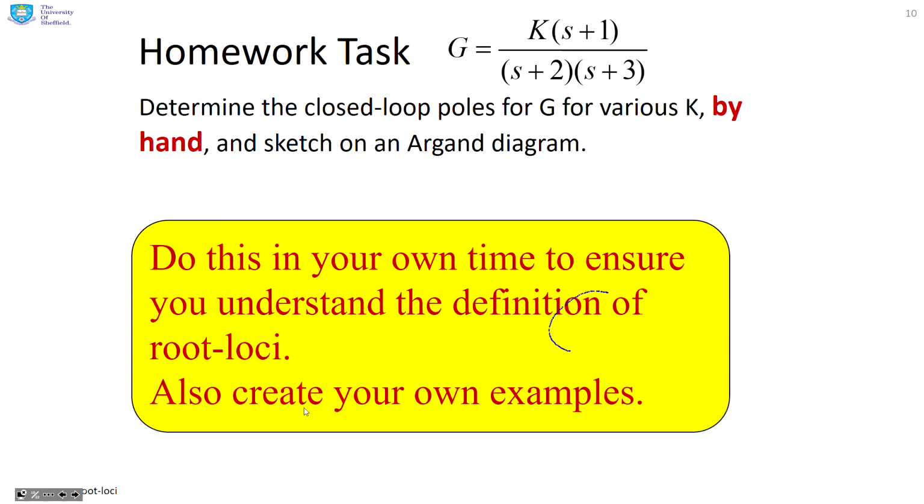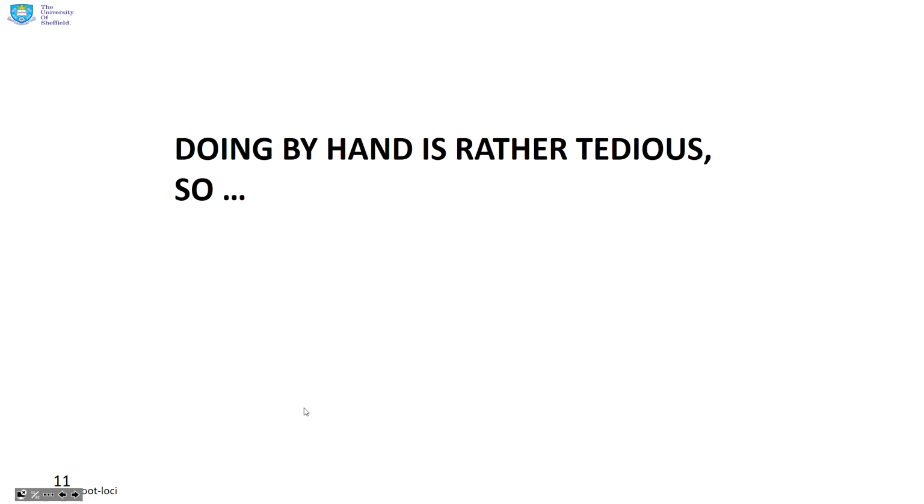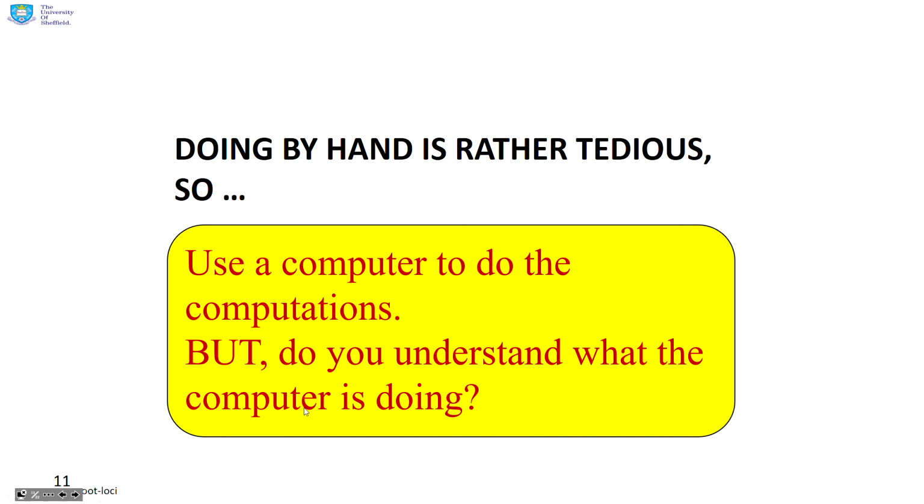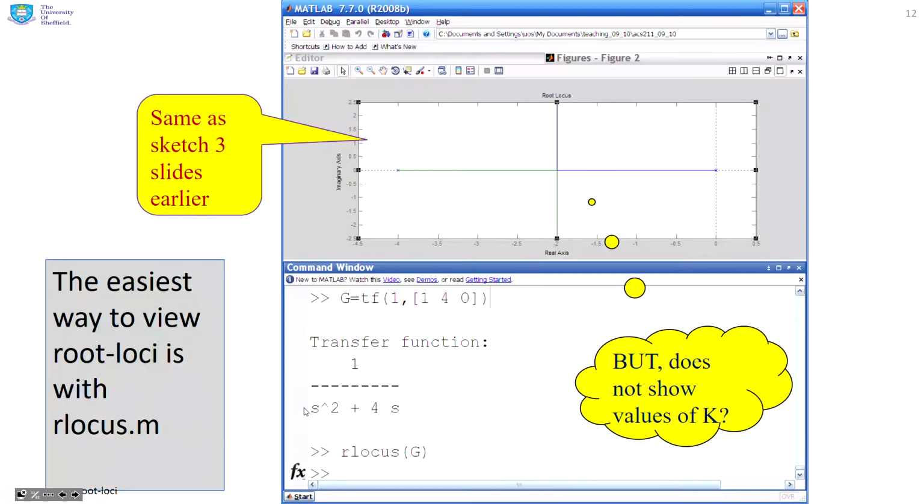Now, a homework task. Choose another system. I've given it an example system here, but you can choose some of your own choice and go through the same process. Find the closed loop poles for a number of different values of k, plot them in an Argand diagram and see what the patterns are. Now, doing this by hand is rather tedious. So, why don't we use a computer to do it? Because once you understand what you're doing, there's no need to do the tedious computations by hand anymore. Let the computer do the hard work.